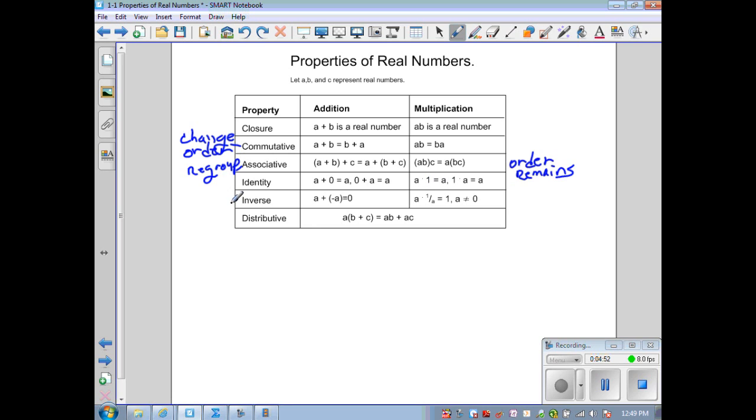Inverse. We discussed that on the previous slide. With addition, we take the number plus its opposite, and your solution is 0. And with multiplication, we take the number times its reciprocal to end up with 1.